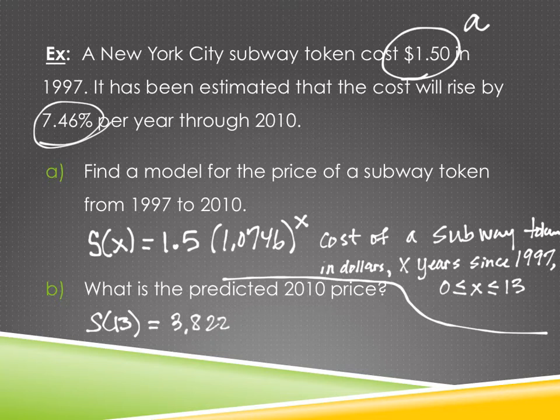Why can I only use 2 decimal places? Somebody say it really loud. Yeah, our currency uses 2 decimal places. That's what our currency does. So this is in dollars, and dollars only have 2 decimal places. So a token at the subway was $3.82 in 2010.